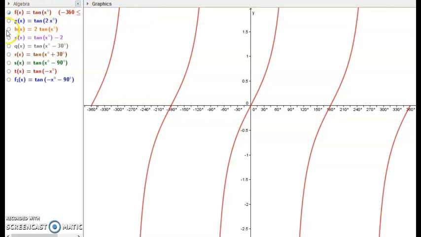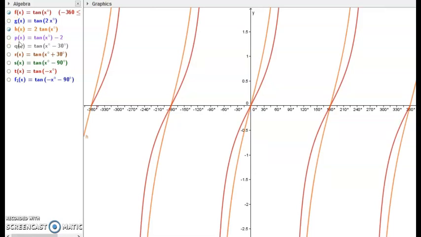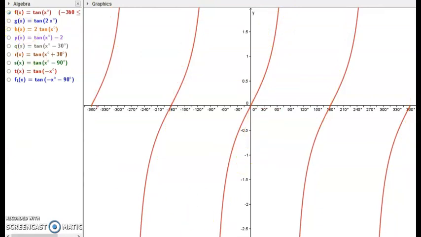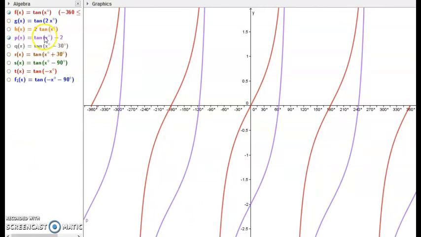Our next graph is 2 tan of x, which means all my values are now doubled. Every y value that I calculated, I double it, and I see that my graph becomes a bit steeper than the normal graph. The following graph we look at is tan of x minus 2, which means my graph shifts 2 units down. So my starting point that was at 0 is now at negative 2, and my asymptotes remain at 90, 270, minus 90 and minus 270.